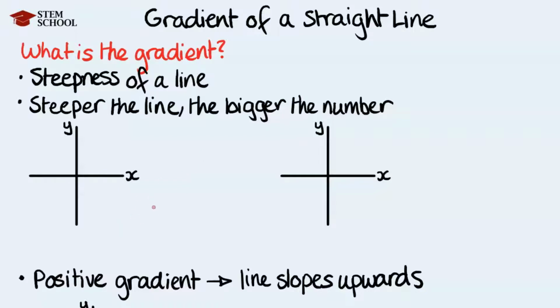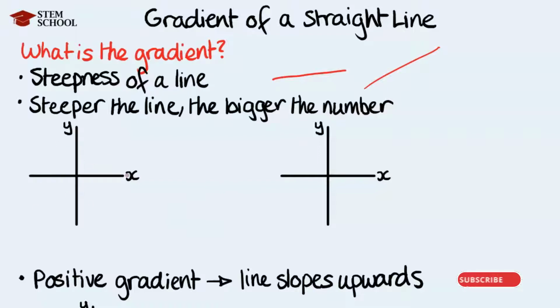So what do I actually mean by the gradient of a line? Well, the gradient is essentially the steepness of a line. You can have a fairly steep hill or you can have a really steep hill. So if you think about it like that, it's just the steepness. Now, there's some theory that you need to know for this topic. The steeper the line, the bigger the number.